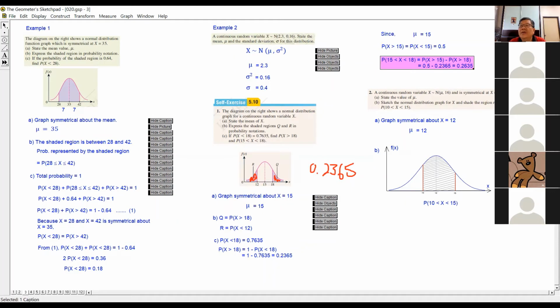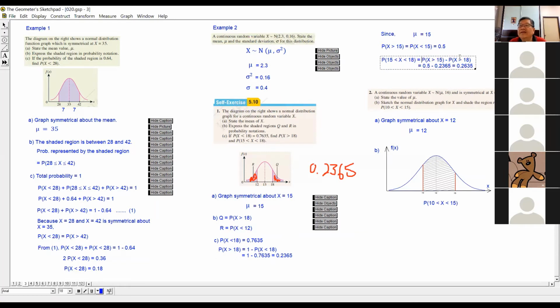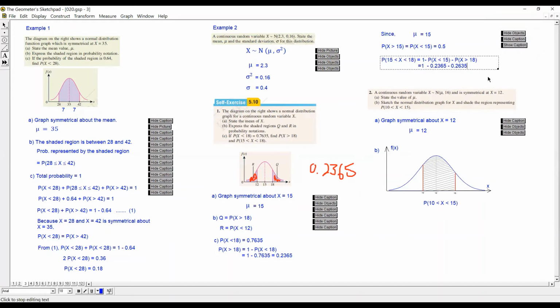Or they use another way of calculating between. Never mind. This one, we change it to this one. So, for the area between, we use this one. 1 minus greater than 18, less than 15. Okay, so it is 1 minus 0.2365, then minus these two.